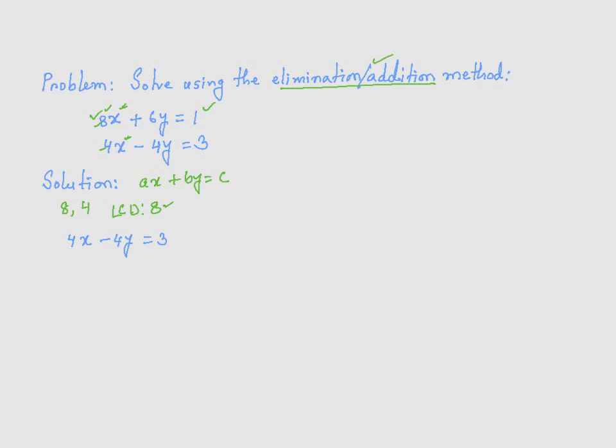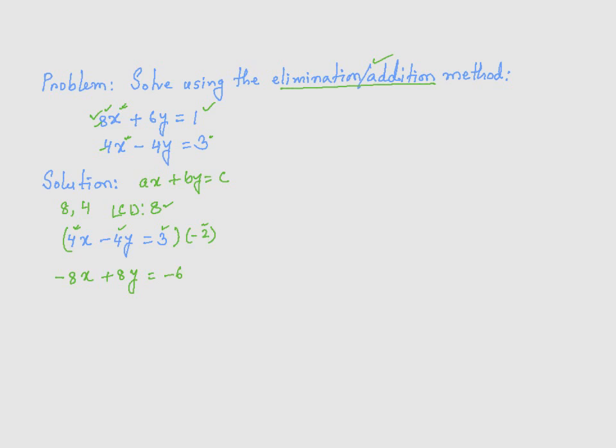Since the first equation has 8 as coefficient and the LCD is 8, I'm just going to leave it as it is. And I'm going to take the second equation and multiply it by negative 2 so that I have negative 8 here. So negative 2 times 4 is going to be negative 8x. Negative 2 times negative 4y is positive 8y is equal to negative 2 times 3, which is negative 6.